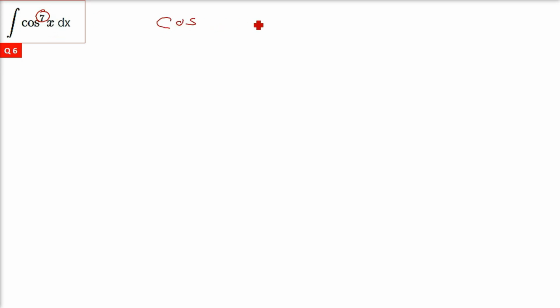So in order to judge that students can solve it, this is the highest limit you can get, cos raised 7. So cos raised 6x into cos x we have written. Cos x dx can be easily achieved by just writing this as sin x equals t.